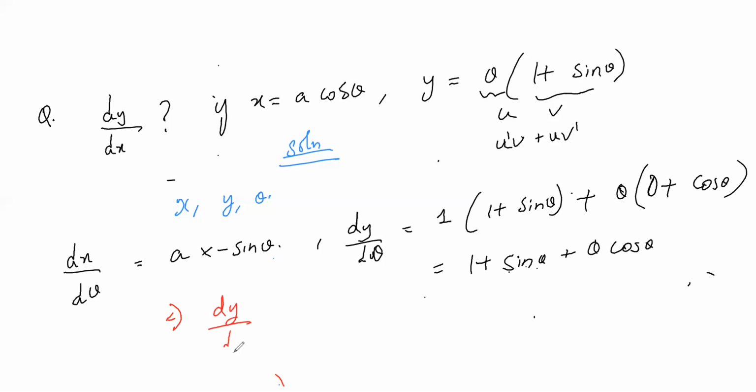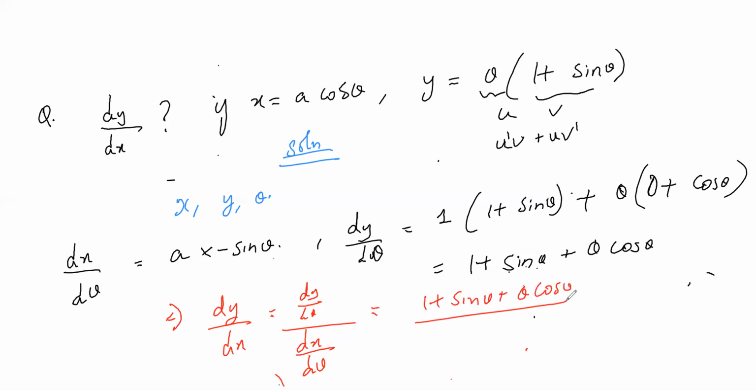Now what is my dy by d theta? dy by dx is equal to dy by d theta by dx by d theta. This is equal to what? What is my dy by d theta? 1 plus sine theta plus theta cos theta by minus a sine theta. That's all. No need to further simplify.